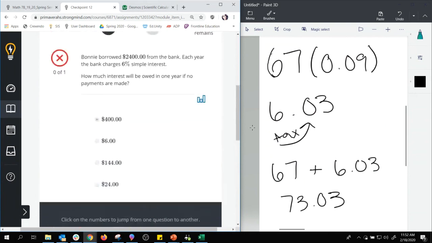Alrighty, last one. Bonnie borrowed $2,400 from the bank. Each year, the bank charged 6% simple interest. How much interest will be owed in 1 year if no payments are made?